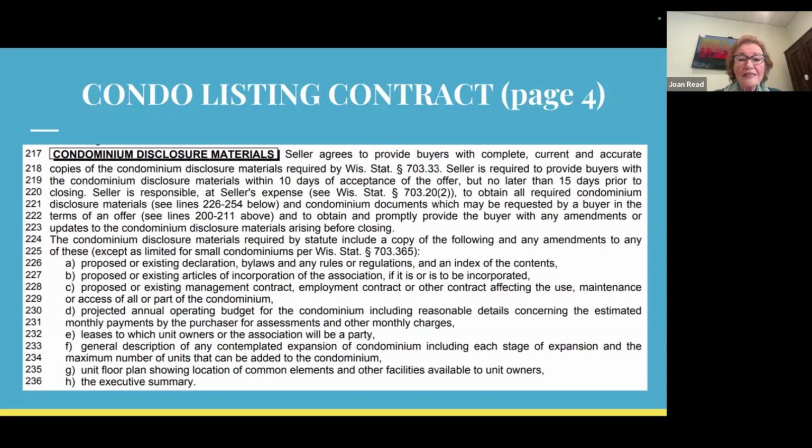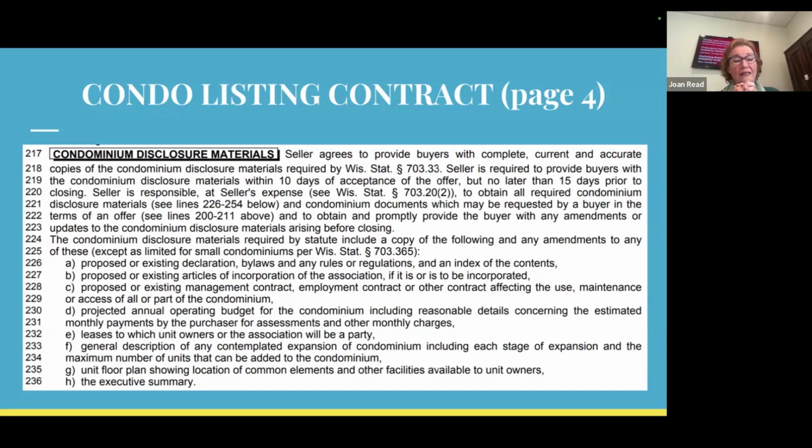Seller is responsible at seller's expense to obtain all required condominium disclosure materials, and they're listed below. These are the required materials and documents which may be requested by a buyer in terms of the offer. So it gives the buyer the option to add more disclosure materials than the required list, which is printed in the listing contract and will be in the offer too.